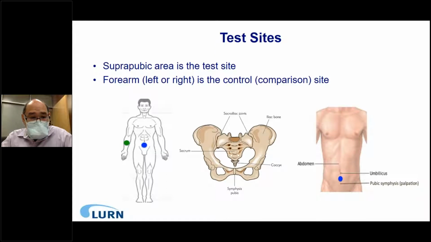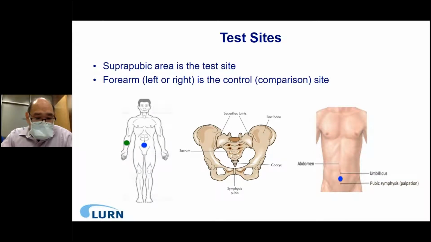Testing sites, like we said, the area that we are mostly interested in testing is the suprapubic area, which is that little blue dot here you see on the diagram. And the control site is going to be the forearm, kind of halfway when you extend your arm, when you pronate, I guess it's halfway on the muscle of your forearm in the middle.